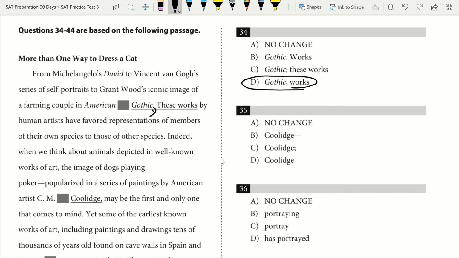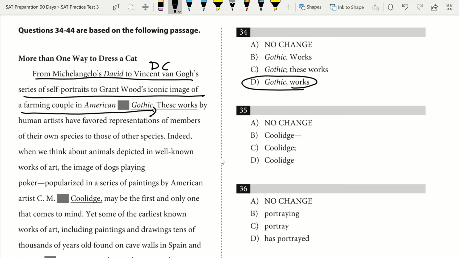Okay, how did I recognize that immediately for 34? Well, the thing is, when I saw "from Michelangelo's David to Vincent van Gogh's series of self-portraits to Grant Wood's iconic image of a farming couple in American Gothic," I know that that's a dependent clause, not an independent clause. The key part that made me identify that is that we started with "from." Okay, "from" is going to be a preposition.